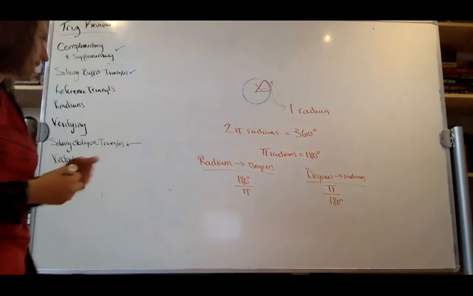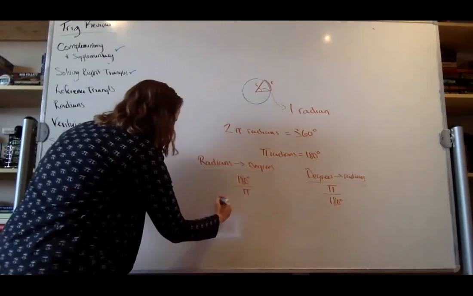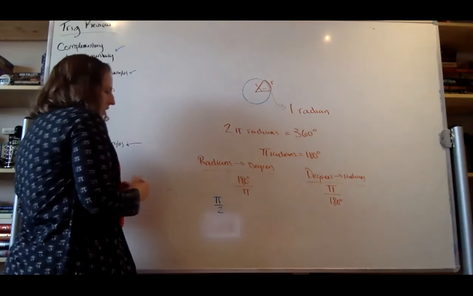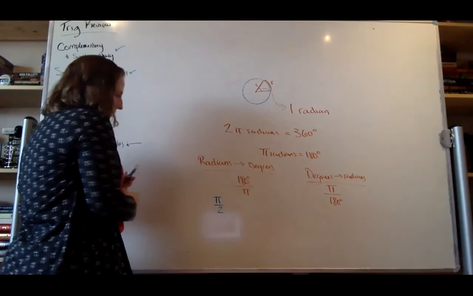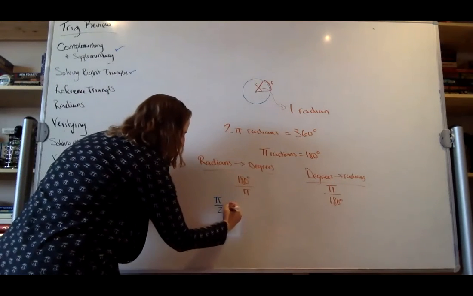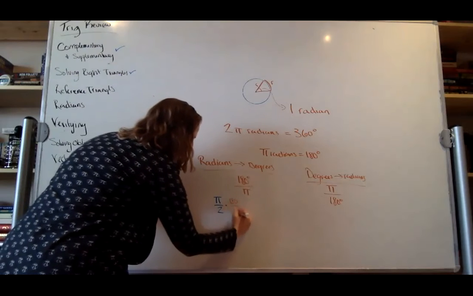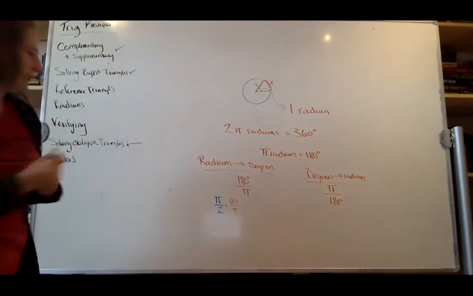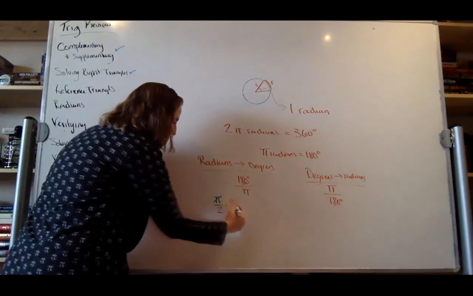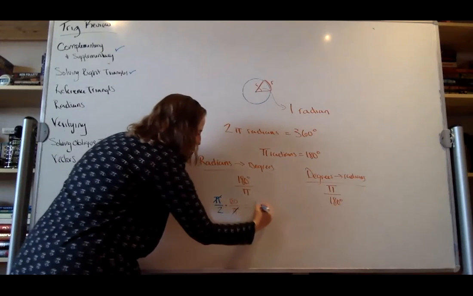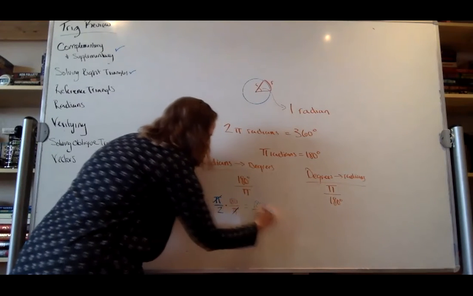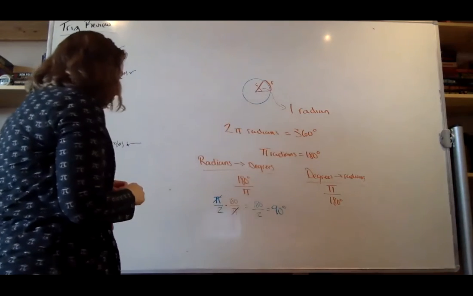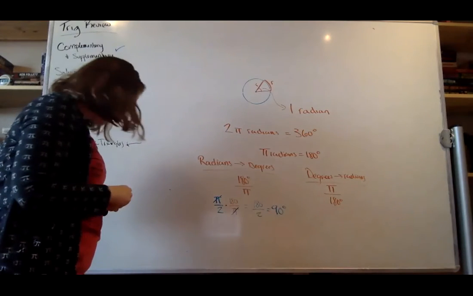Let's say that I have pi over 2 radians, and I want to convert that to degrees. Well, I would multiply by 180 degrees over pi. And what does that give us? My pi's would cancel, and I'd just be left with 180 over 2. 180 over 2 is 90 degrees. So pi over 2 radians is 90 degrees.